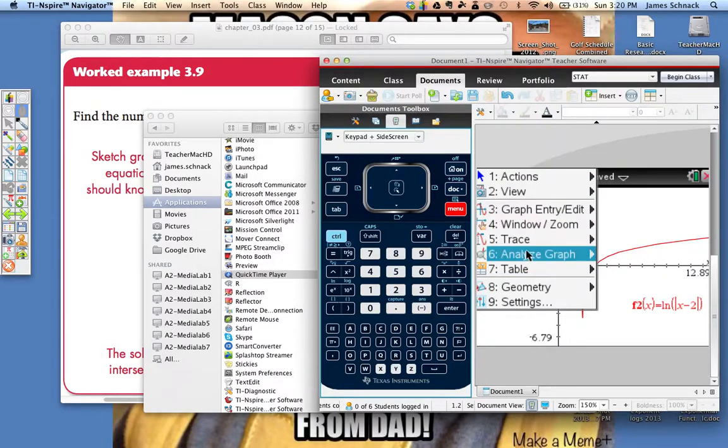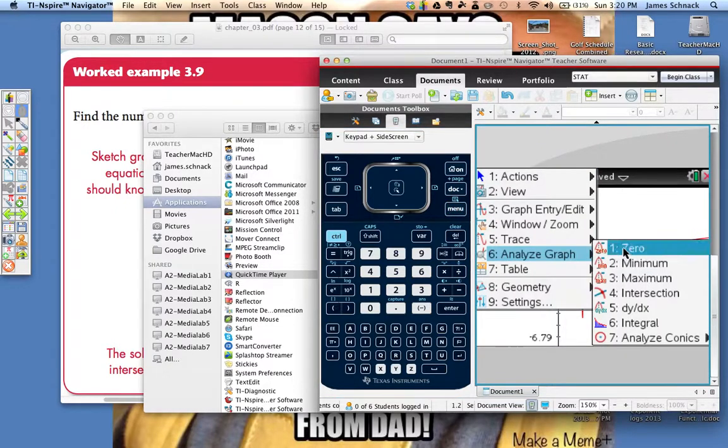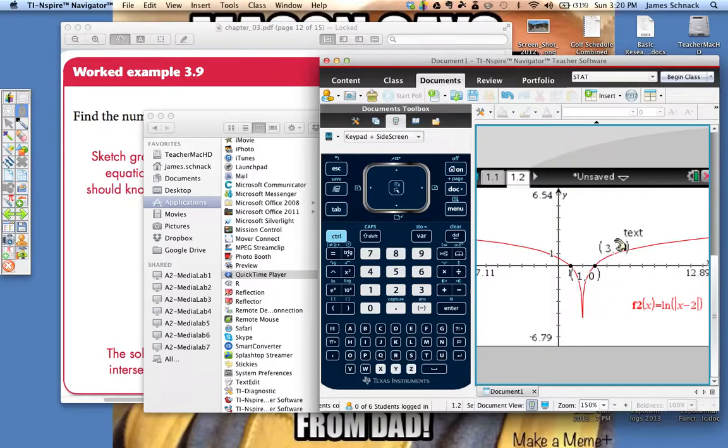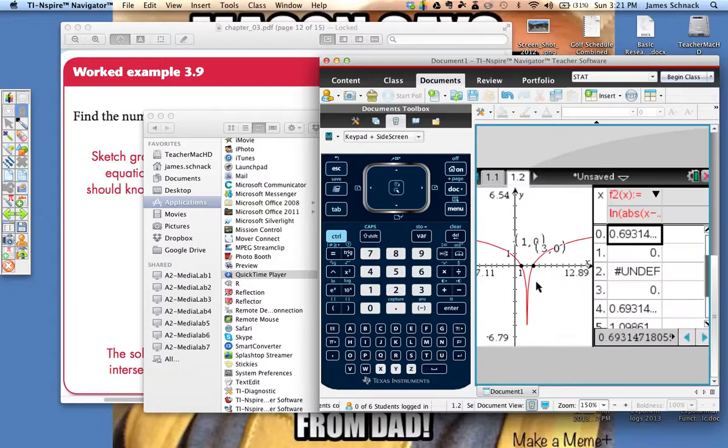Let's throw our x-intercepts up here. So we have x-intercepts at 1 and 3. It appears there is no maximum. It goes up forever. There is no minimum. It goes down forever. We do have a y-intercept here. I'm going to find that on my table. So when x is 0, we have 0.69. And I'm ready to sketch my graph.